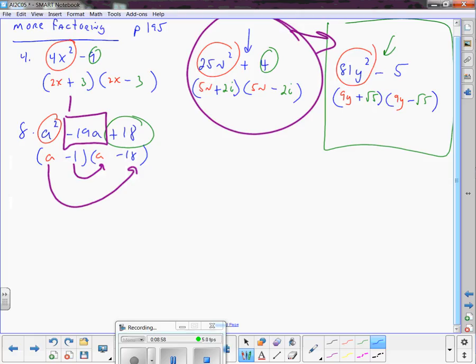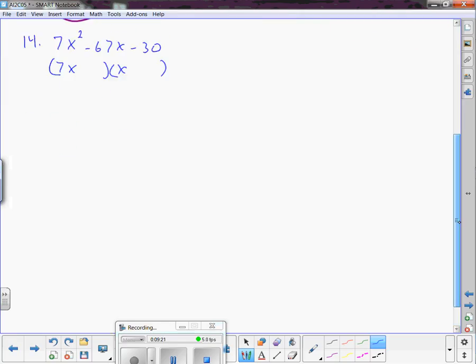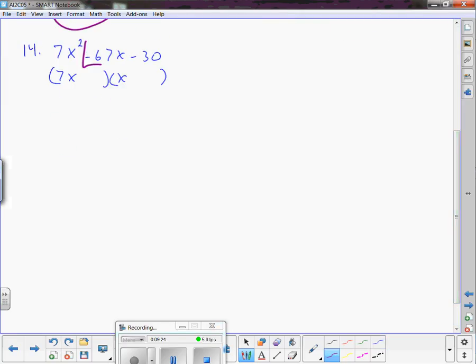Let's do 14. All right, your front's got to be 7x and x, or x and 7x. There's no other choice. So at least that's good. You've got one choice, right? And again, it's all about the middle. I've got to end up at a negative 67. And I always like to look here first. Man, negative 67. I better get somewhere around 70.